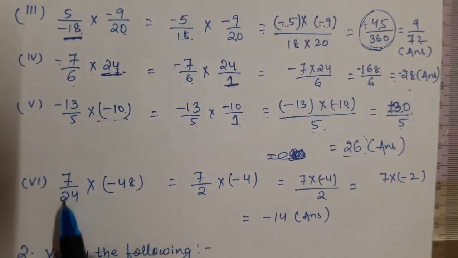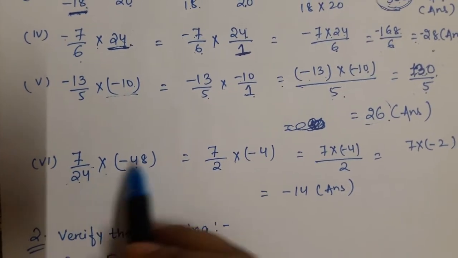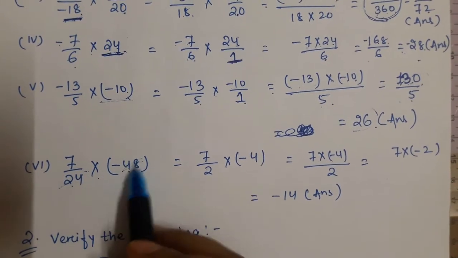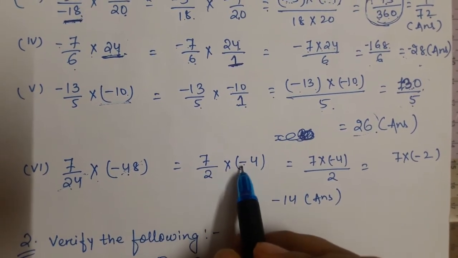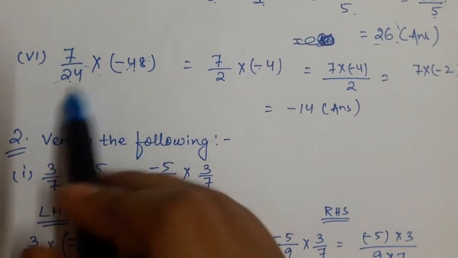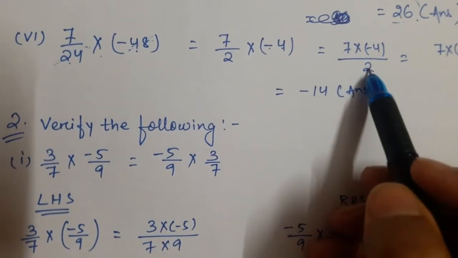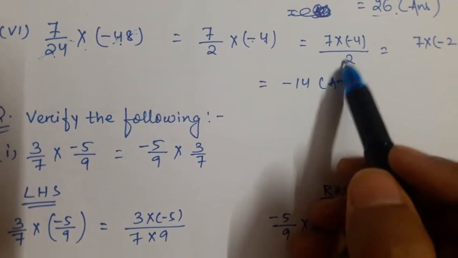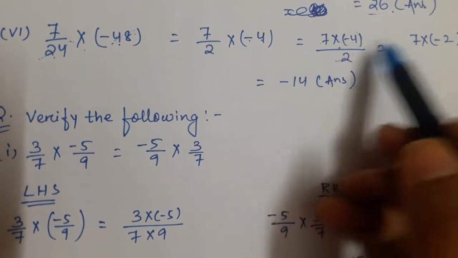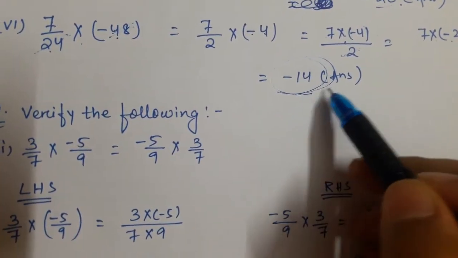Next question is 7 by 24 into minus 48. We'll cut it as this is divisible. We'll cut it by 12. So the result will be 2 and minus 4. So we'll write 7 into minus 4 by 2. Then again we can cut this. We can write 7 into minus 2. So the result is minus 14.